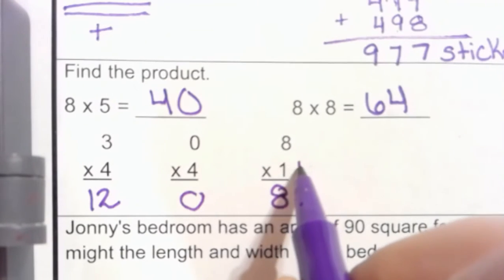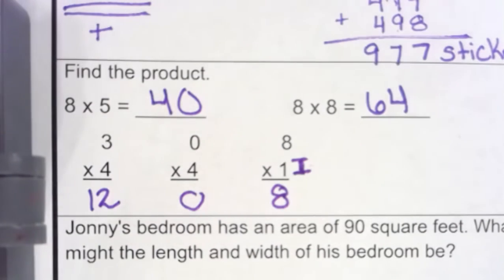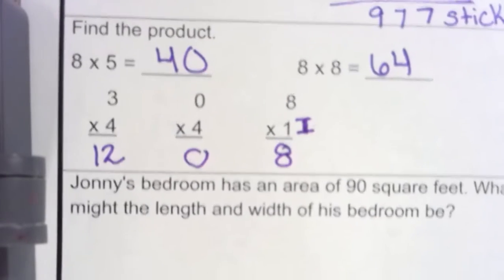Remember this one? What does it look like? The letter I. It's the identity. It doesn't change the name, the identity of the other number. Oh, I like that. So let's keep going.